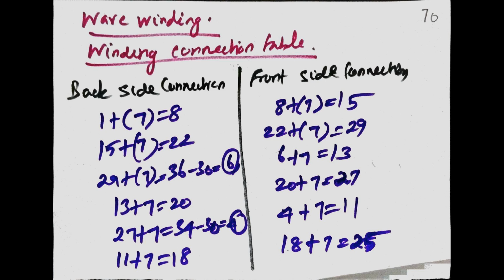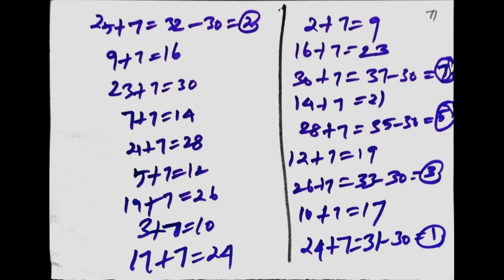So 36 minus 30 is equal to 6. 13 plus 7 is equal to 20. 37 plus 7 is equal to 34. We have 8 plus 7, the right side condition, 8 plus 7 is equal to 15. Put 15 in the backside condition tabulation column. So 15 plus 7 is equal to 22, and 22 plus 7 is 29. 29 plus 7 is 6. In this way we obtain the backside condition and front side condition points.